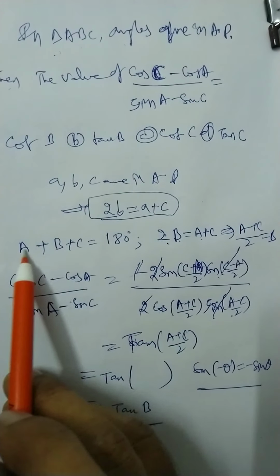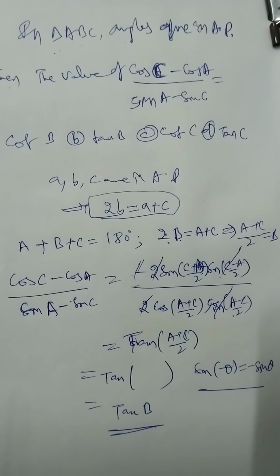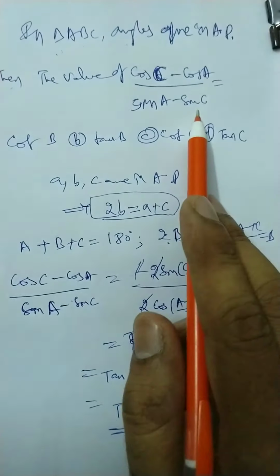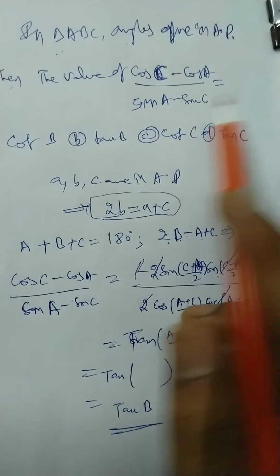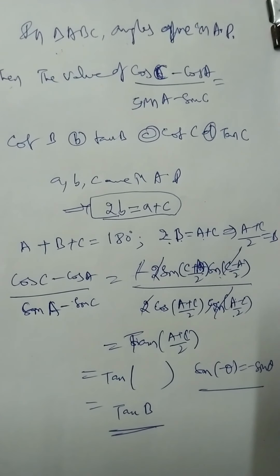It's not using that the sum of angles is equal to 180. We are not going to substitute that one, because when you substitute A equal to B equal to C equal to 60, the denominator becomes sin 60 minus sin 60, which is 0. Something divided by 0 can't be defined, so it's meaningless. So we are not using that idea here. I hope you understood this problem.